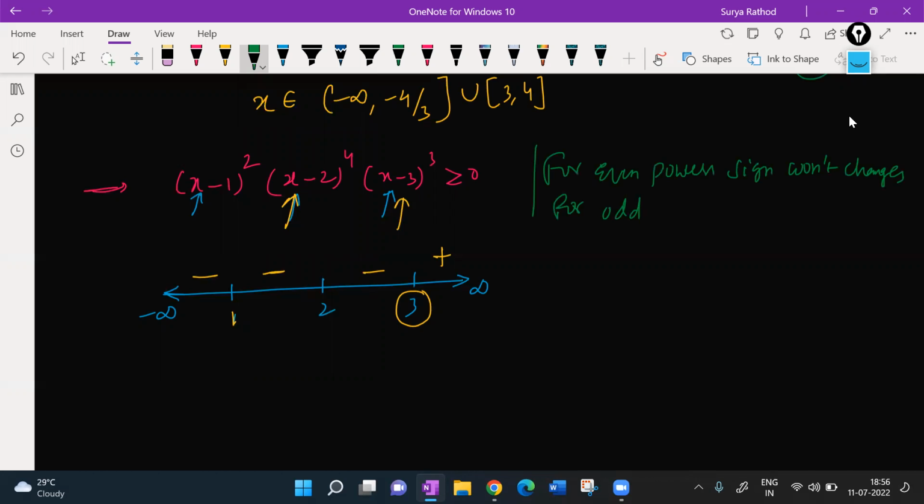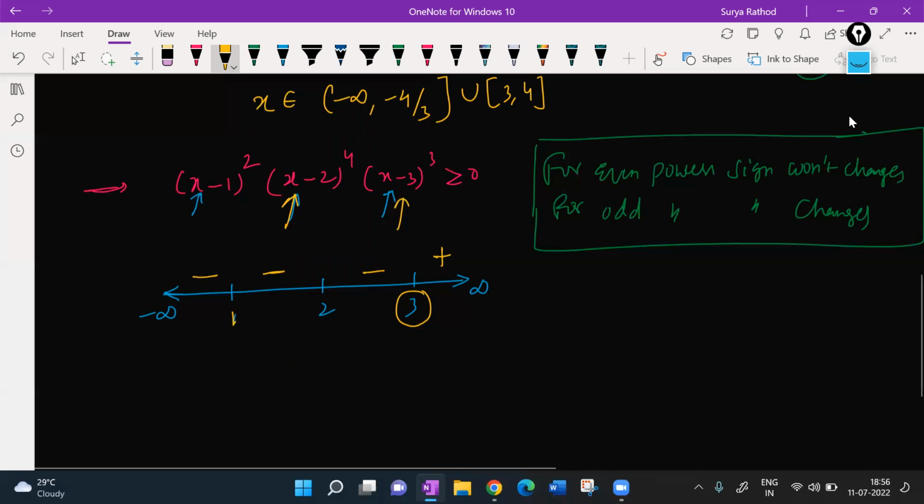For odd power, the sign changes. This is a note you can give this. What I did here is, here 3, I started with plus beta. Okay, I started with plus.